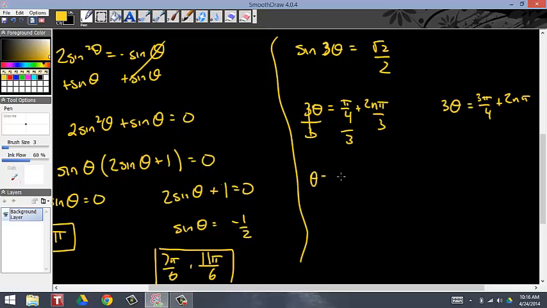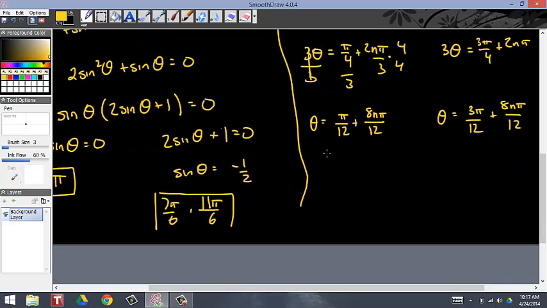So I get theta equals pi over 12 plus, I'm going to go ahead and find a common denominator here and put this over 12. So 2n pi over 3 becomes what with a common denominator? Multiply both top and bottom by 4. Chris? 8n pi over 12. Good. This becomes theta equals 3 pi over 12 plus 8n pi over 12.